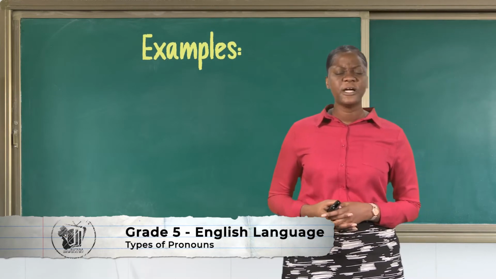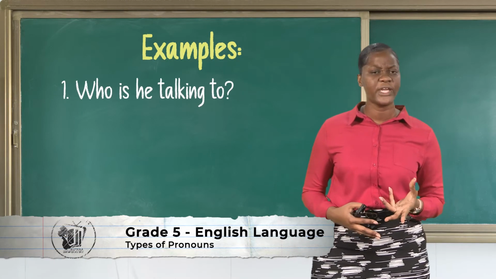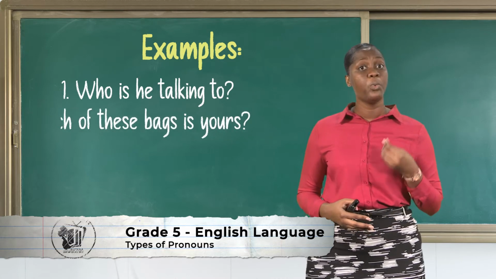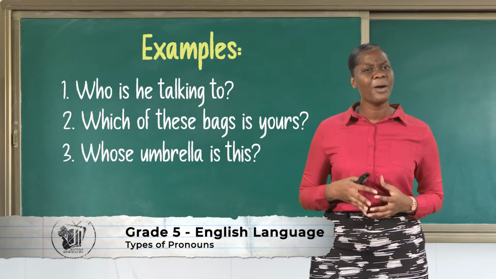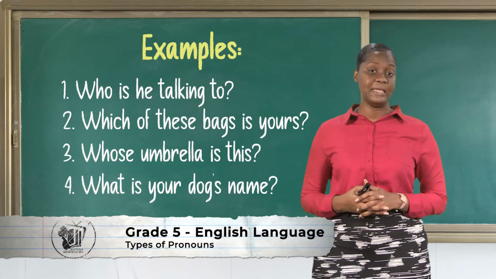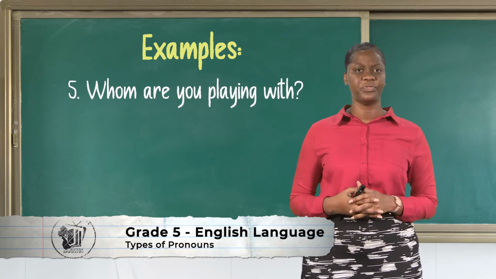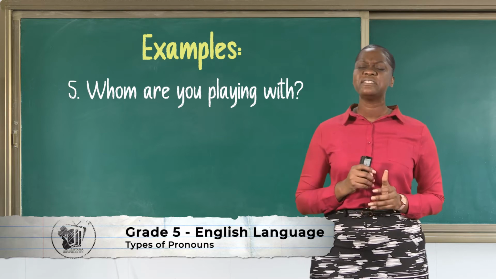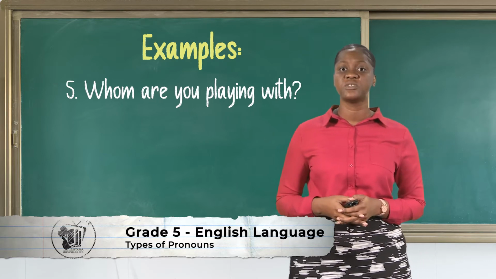Some examples of these pronouns in use are: Who is he talking to? Which of these bags is yours? Whose umbrella is this? What is your dog's name? And whom are you playing with? Now let's take a look at how we use these interrogative pronouns correctly.